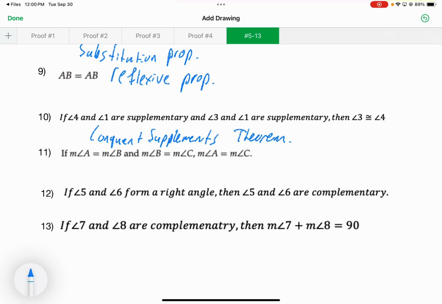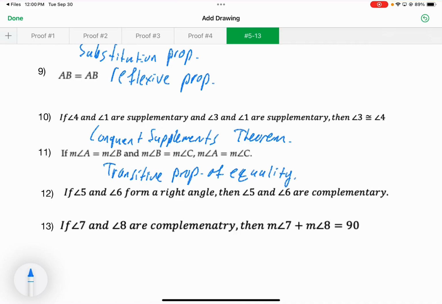Next one's transitive. Do you guys agree? Next one's transitive property? I agree. And how do I know it's transitive? Because the measures of the angles are next to each other. Technically, I would say transitive property of equality, but again, I haven't been a stickler.